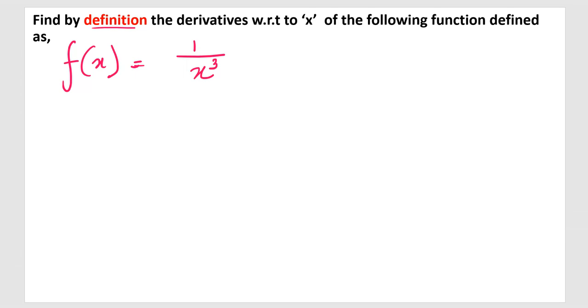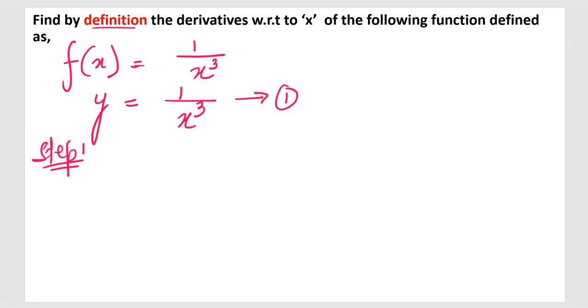And here we are going to use 4 steps. So I say y is equal to 1 divided by x cube. This is my equation number 1. And from here I am going to start step number 1, because this question has 4 parts as well.